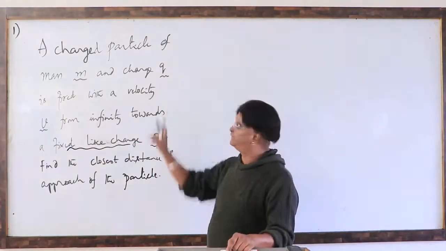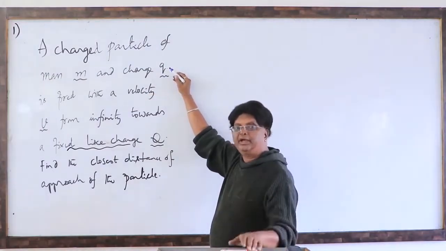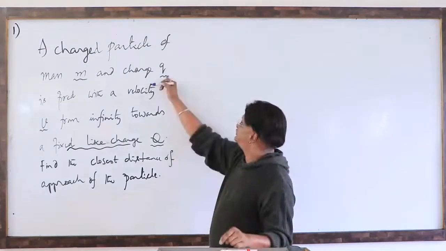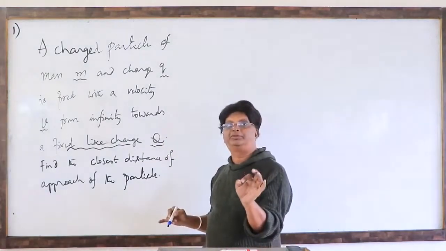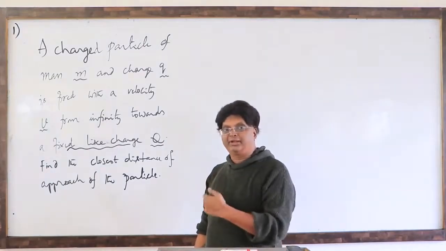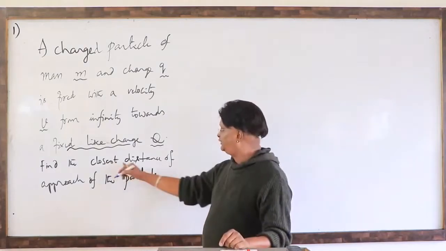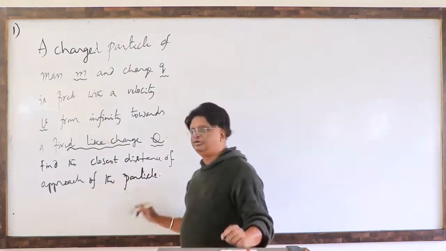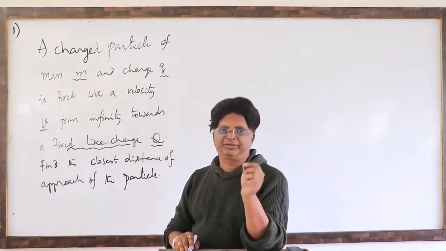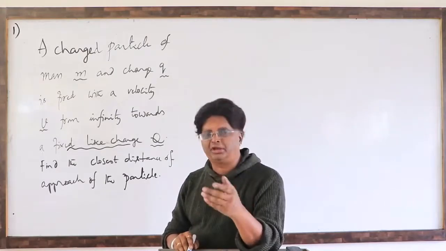There are now two charges: the small q which is projected, which I call the projectile, and this is the fixed charge which is light. If this is positive, this is also positive. This is an important point to be taken. Therefore in this example both the charges are like charges, so there is a repulsion. Find the closest distance of approach of the particle. This is English; we will understand what the physics of that is. Closest approach.